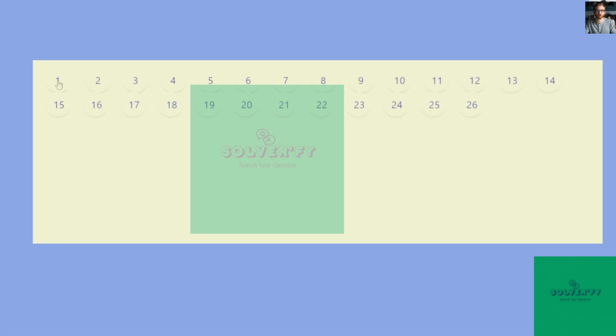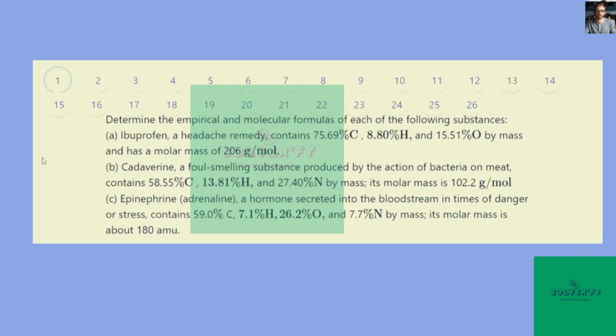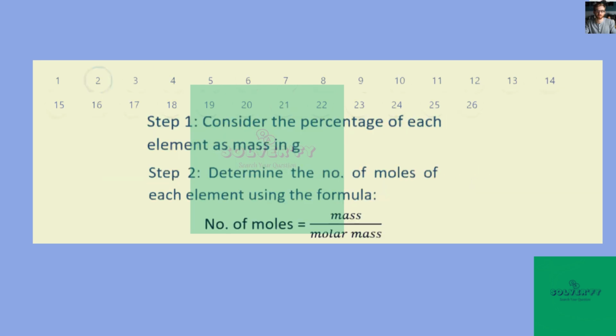Okay, so in this problem, we have to find out the empirical and the molecular formula of each of the following substances given here. So here are three substances given in A, B, and C. Before starting solving the problem, let's look at the steps we will follow to solve these problems. Step one is we will consider the percentage of each element given in each substance as mass in gram.